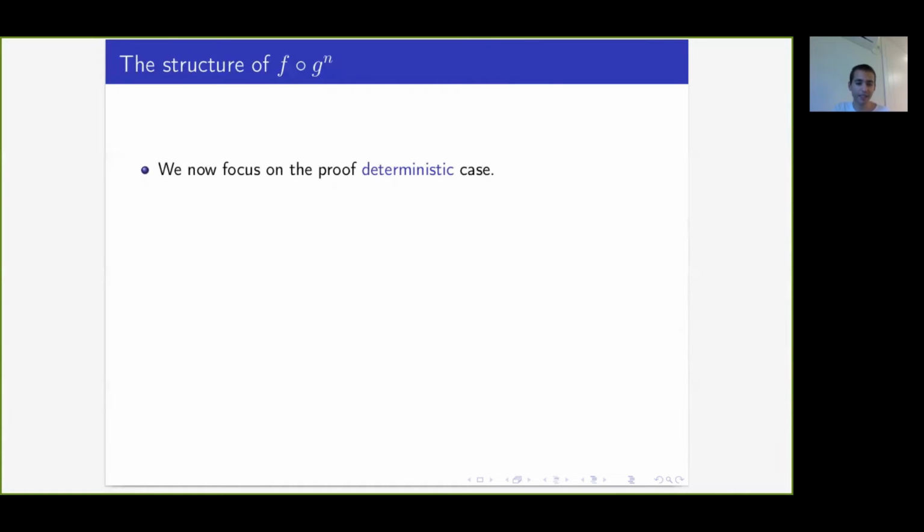For simplicity's sake, we'll focus on the deterministic case. The randomized lifting theorem is proved using similar ideas. Let's first recall what a lifted function is. Alice gets n inputs, x1 to xn. Bob also gets n inputs, y1 to yn. By applying the communication problem G on each pair of inputs, xi and yi, we get a string. Then, Alice and Bob want to compute the output of f on that string.